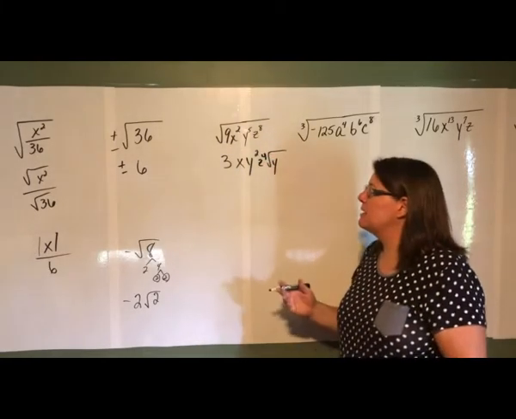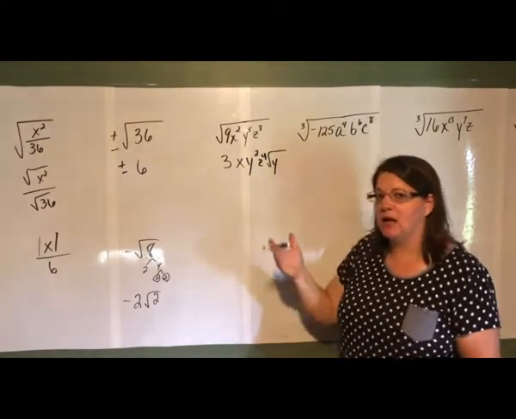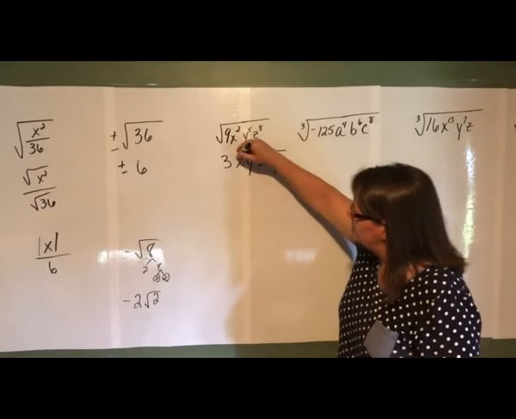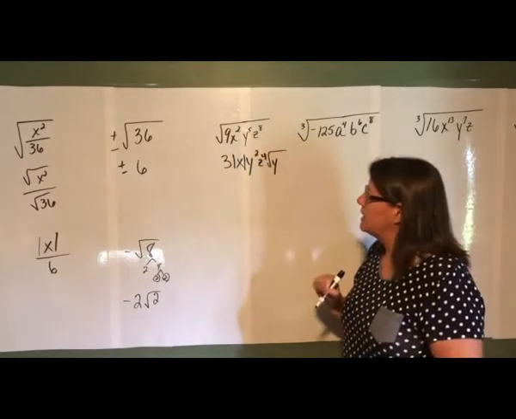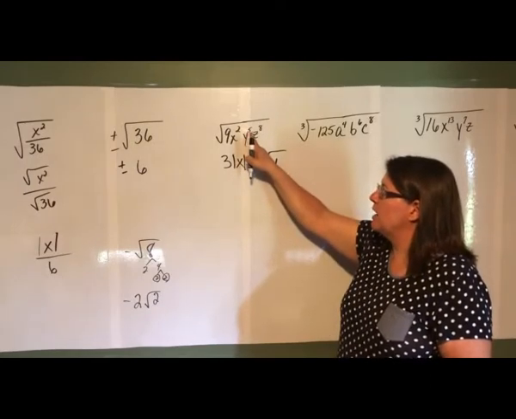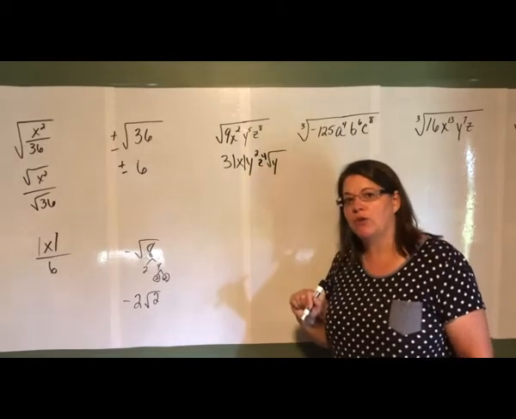And next I need to check for absolute value. Anything that started even and ended odd needs an absolute value. So the x exponent started even. It ended up being odd, so I need absolute value around the x. That started odd, so I don't need absolute value. That started even, but ended even, so I don't need any more absolute values there.